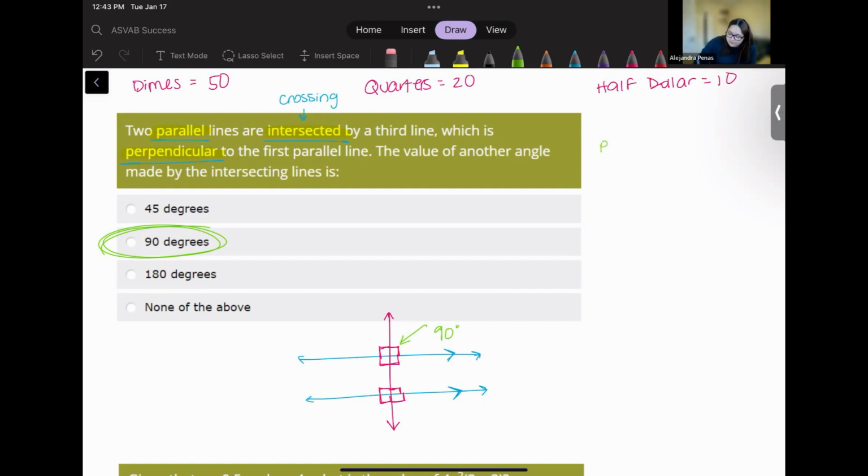So again, parallel means, I like to think of it as the two L's in the middle. They never cross each other. Perpendicular is the complete opposite. It crosses and forms 90-degree angles. And like I said, intersected is a fancy word for crossing. Okay? So, are we clear with that one? Are there any questions? Anything that confuses you?